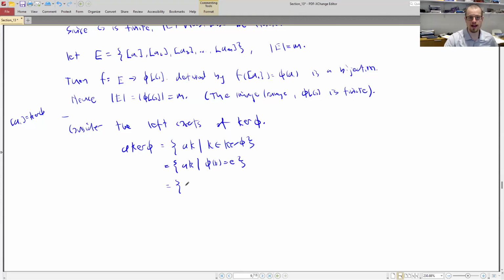Now let's write it in terms of AK. Well, what we're really interested in here is all of the elements AK. AK is an element in G. It's all of the elements AK such that phi of AK is equal to, well, that's phi. We don't need to write all of this out, skip this middle piece here, but we should recognize that that's phi of A times phi of K, but phi of K is just E, so boom, gone. There we go. We just need this right here.